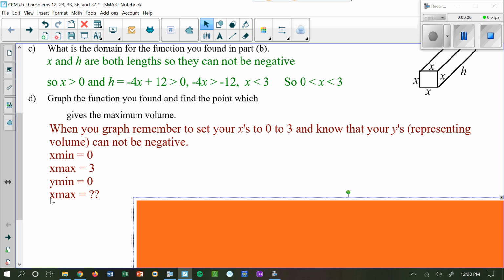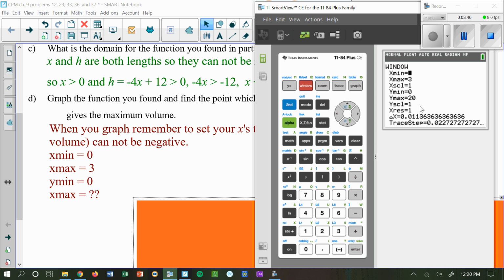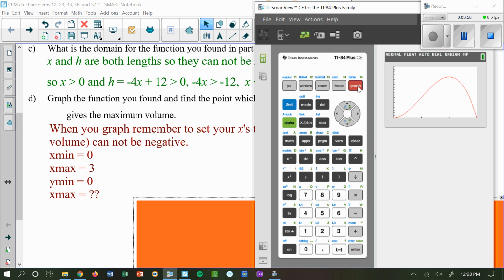Oh, and this is supposed to be y max down here at the bottom, not x max. The question is, you don't necessarily know the maximum for your y value. So you're going to probably have to play around with it, putting something in here, hitting graph to see what makes sense in the context of our problem. I chose 20 after some playing around.